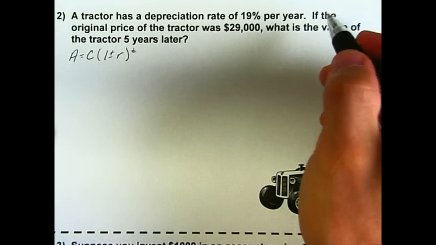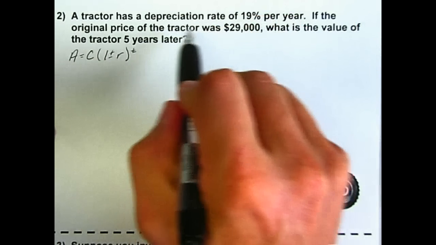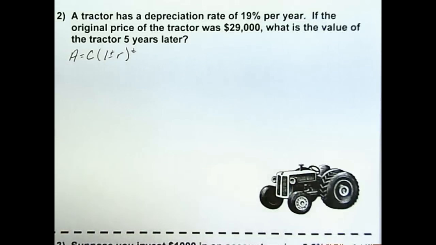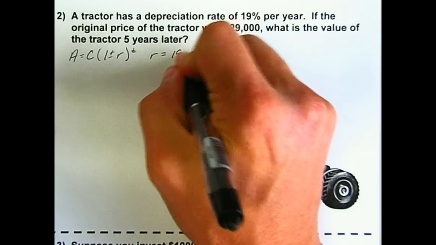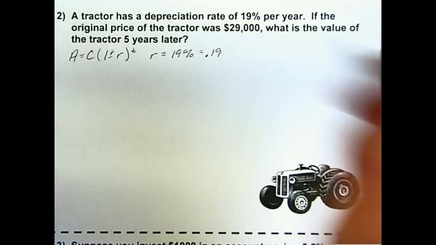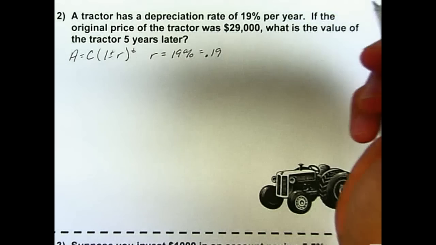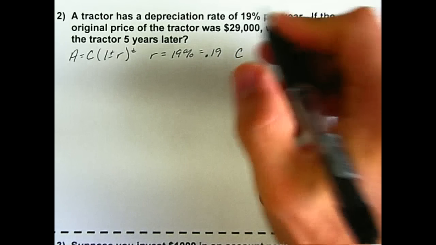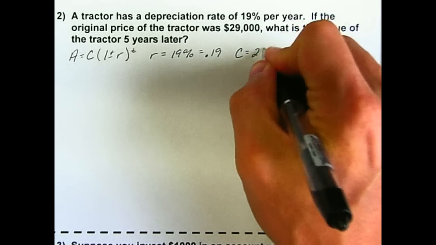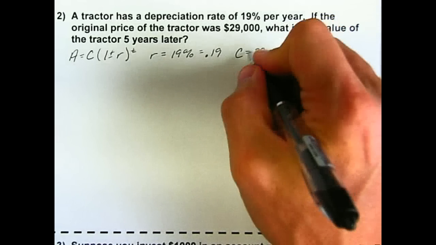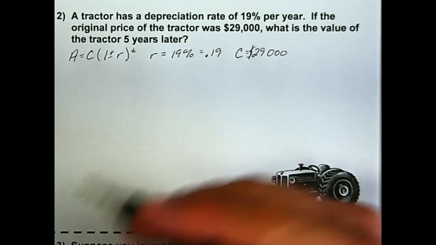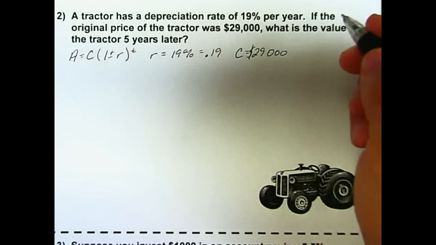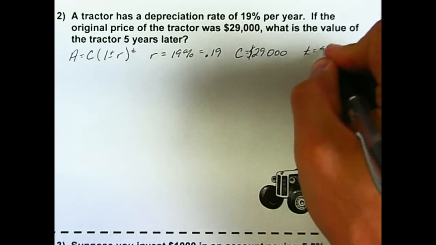Okay, so let's look at our pieces here. So a tractor has a depreciation rate of 19% per year. If the original price of the tractor was $29,000, what is the value of the tractor 5 years later? So my rate here, my R, is equal to 19%. Divide that by 100, it gives me 0.19. Okay. My original cost of the tractor is the biggest value for the tractor that we're going to have. It's $29,000. Okay, so the tractor is new at $29,000, and every year after it's going to depreciate by this 19%. Okay, and we want to know how much the tractor is worth after a time of 5 years.